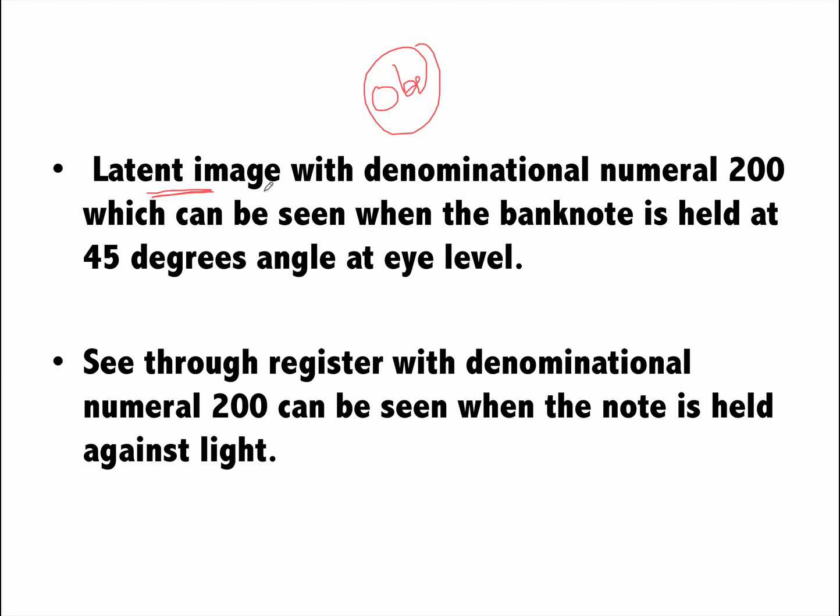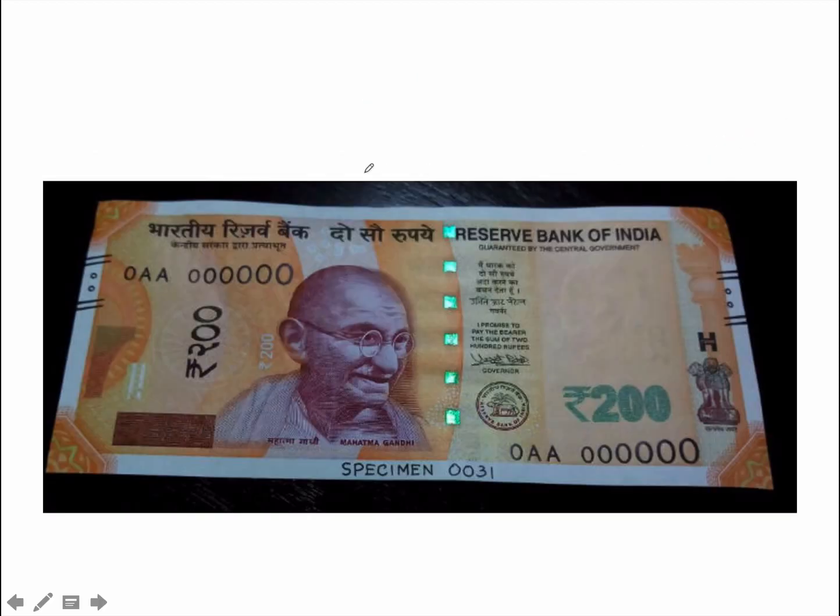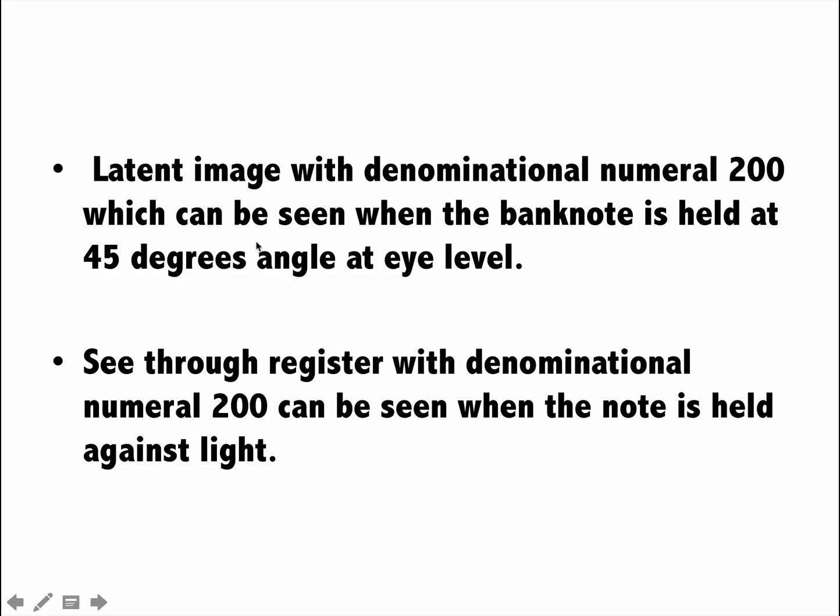There's a latent image with denominational numeral 200. What is a latent image? Look here. This is the portrait of the father of the nation, Gandhi ji, and on the left side is what you call a latent image. A latent image is very similar to the negative image that we used to have in the older days, when we would publish the photograph only after developing the negative image. 200 is written but you cannot see it until you tilt the note by 45 degrees, and that is the important thing to know. So it is like a security feature.